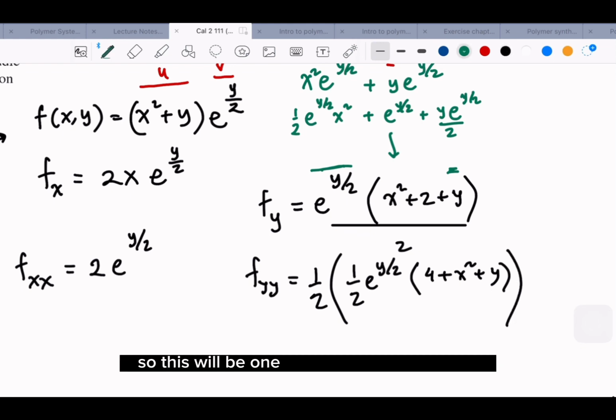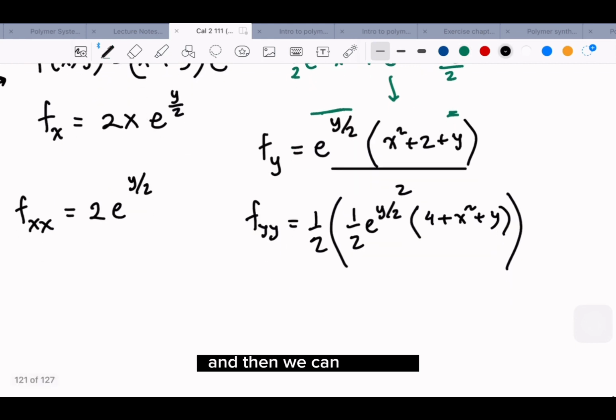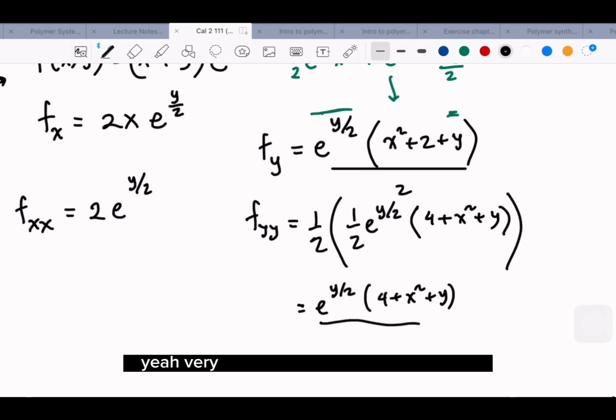So this will be 1 plus x squared, or 1 e and then we can write this. Yeah, it's very similar to the previous one. Okay.